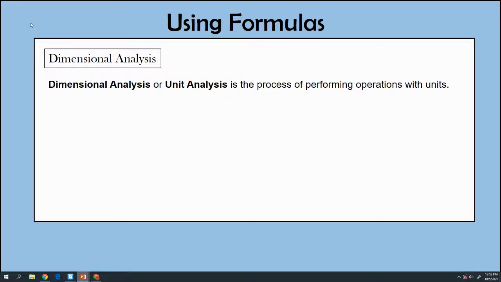All right, we're going to work on using formulas for a second day here. Today, we're going to look at dimensional analysis. Dimensional analysis, or what's sometimes called unit analysis, is just the process of performing operations within units.